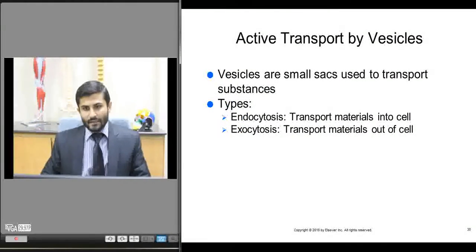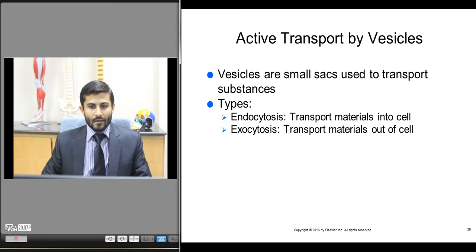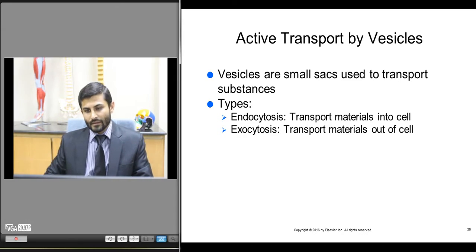Active transport by vesicles. Vesicles are small sacs used to transport substances. They can sometimes be fluid filled or they can be empty. Endocytosis is transport of material into the cell, and exocytosis is out of the cell.